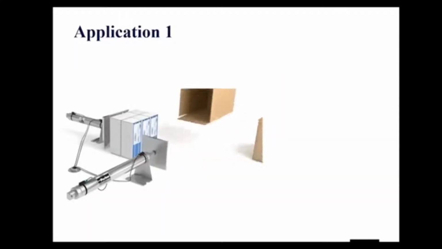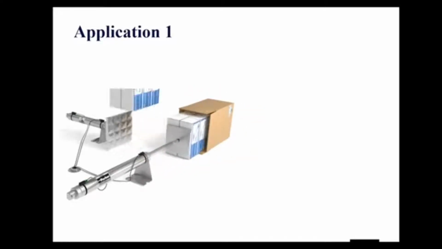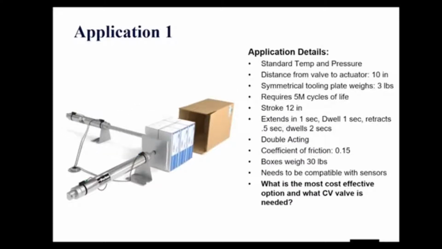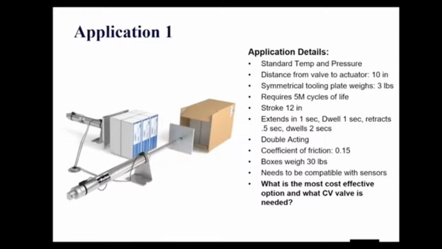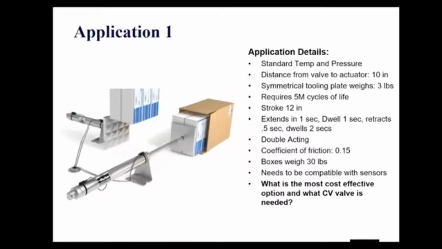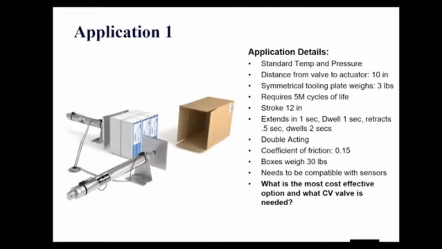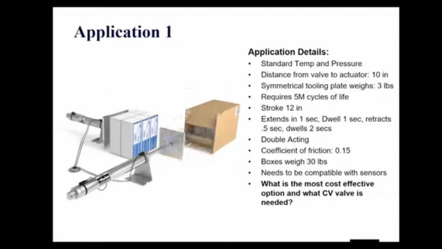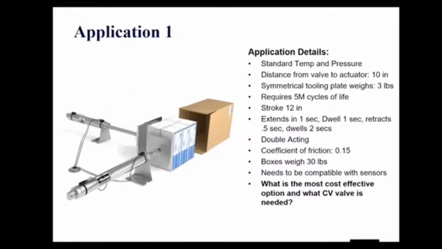So now let's walk through an example of an actual application and size it using the virtual engineering tool. You have an application where two cylinders are extending and retracting and pushing boxes into another box. It's a standard temperature and pressure. The valve is mounted 10 inches away from the actuator. It's a symmetric tooling plate weighing 3 pounds at the end of the rod. You require 5 million cycles of life. The stroke is 12 inches.